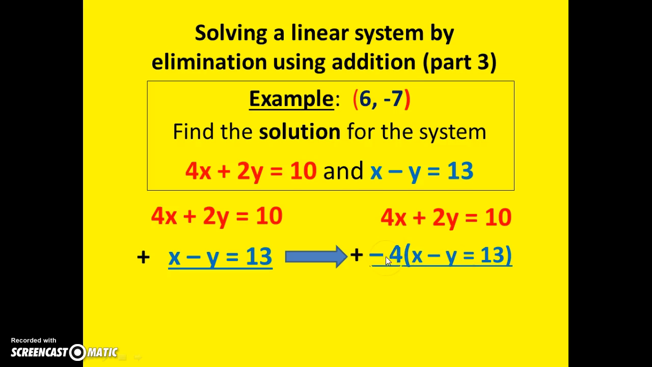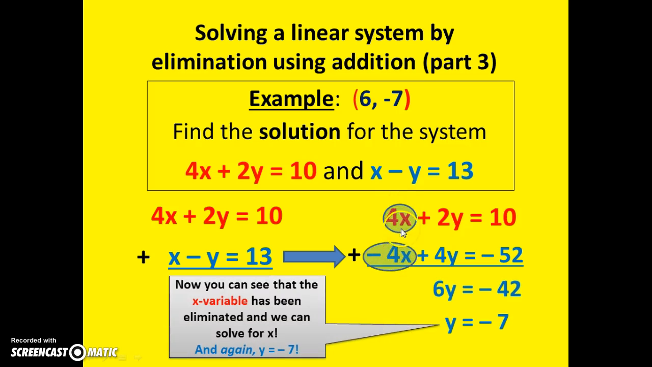So we multiply everything in the equation by negative 4, right? Negative 4 times x becomes negative 4x. Negative 4 times negative y, a negative times a negative becomes a positive, so we get 4y, right? And we also have to do negative 4 times 13, which is negative 52. So we have multiplied everything in the blue equation by negative 4. And you can see right away, we have additive inverses now, 4x and negative 4x. That's going to eliminate our x values.